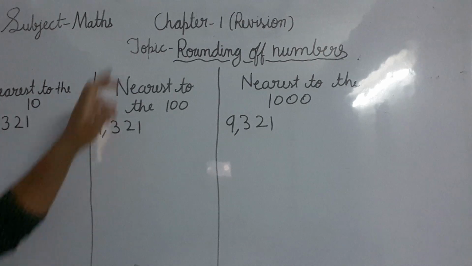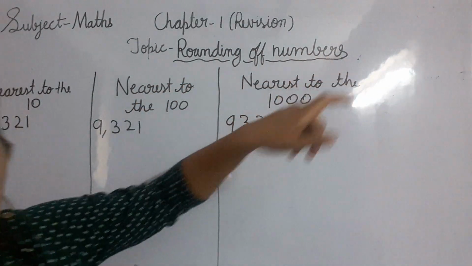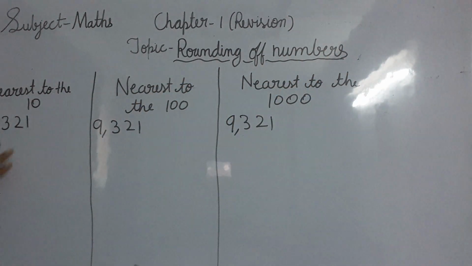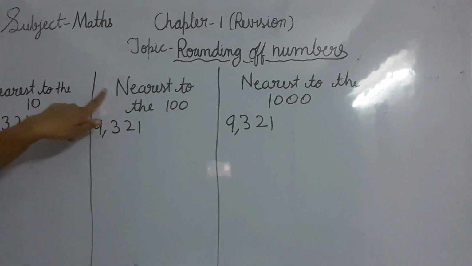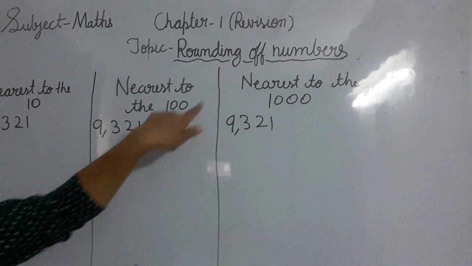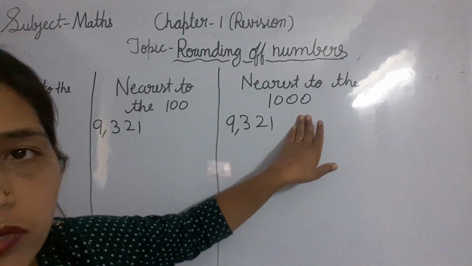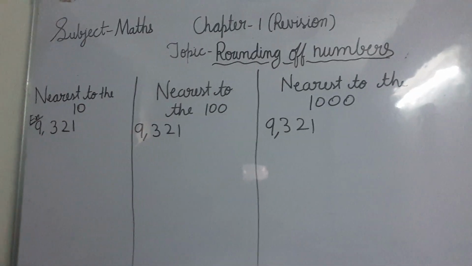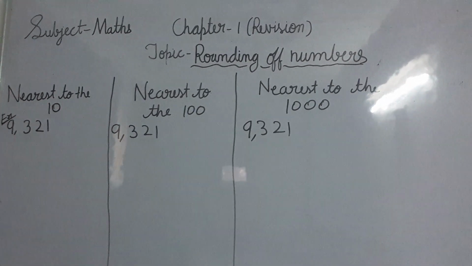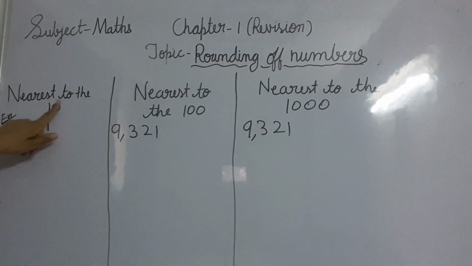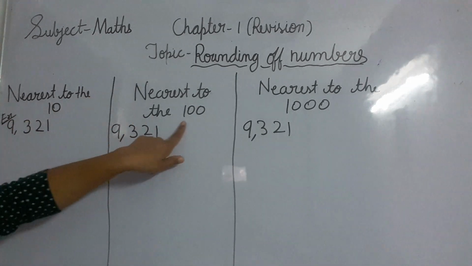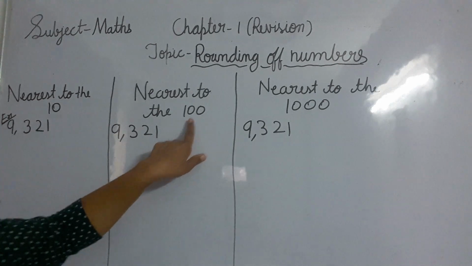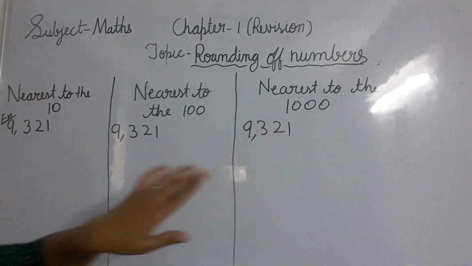So the next topic is rounding of numbers. Now in this class we are learning rounding to the nearest 10, rounding to the nearest 100, and rounding to the nearest 1000. Okay, till 1000 we will learn here. So let's start now. I am taking one example. The same digits we will use for rounding to the nearest 10, the nearest 100, and the nearest 1000 also.